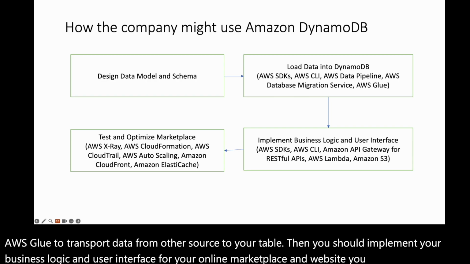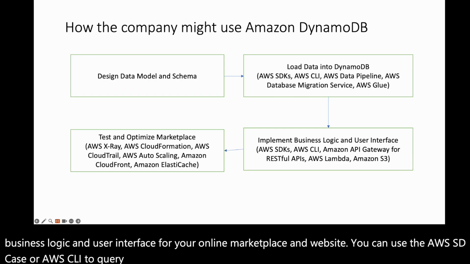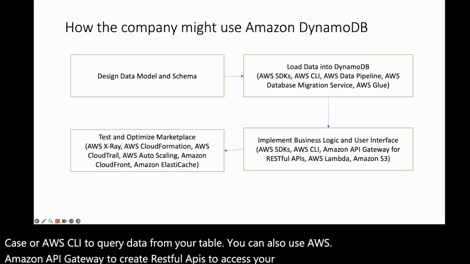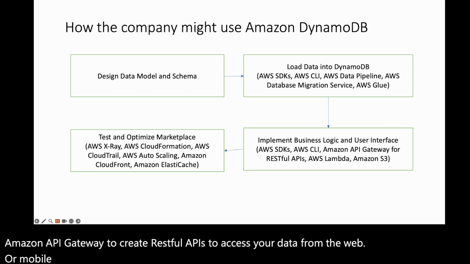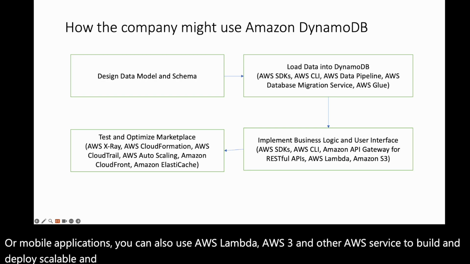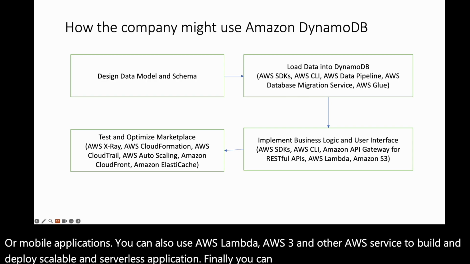You can use the AWS SDKs or AWS CLI to query data from your table. You can also use Amazon API Gateway to create RESTful APIs to access your data from web or mobile applications. You can also use AWS Lambda, Amazon S3, and other AWS services to build and deploy scalable and serverless applications. Finally, you can test and optimize your online marketplace and website.